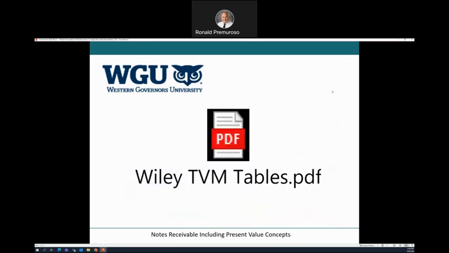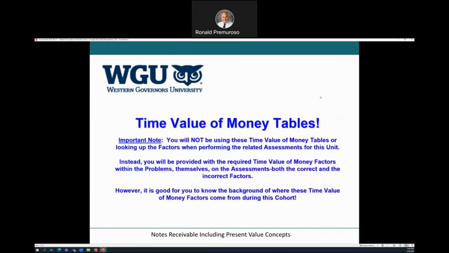Included in the presentation is a hyperlink to the Wiley time value of money tables, which are also included in your course documents. Please note, you will not be using these time value of money tables or looking up the factors in these tables when you perform the related assessments for this unit. Instead, you will be provided with the required time value of money factors within the problems themselves on the assessments. Of course, both the correct and the incorrect factors. Therefore, it's good for you to know the background of where these time value of money factors come from during this cohort.